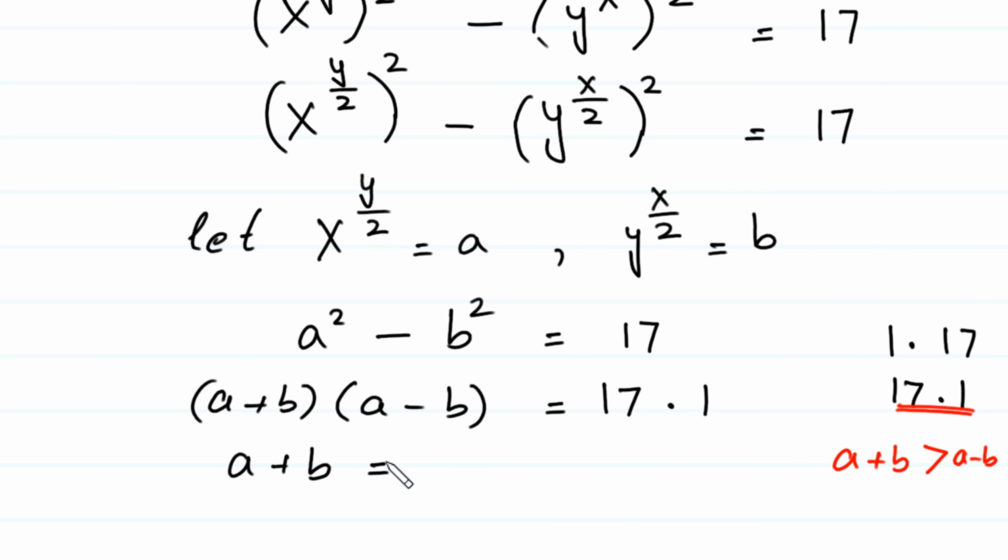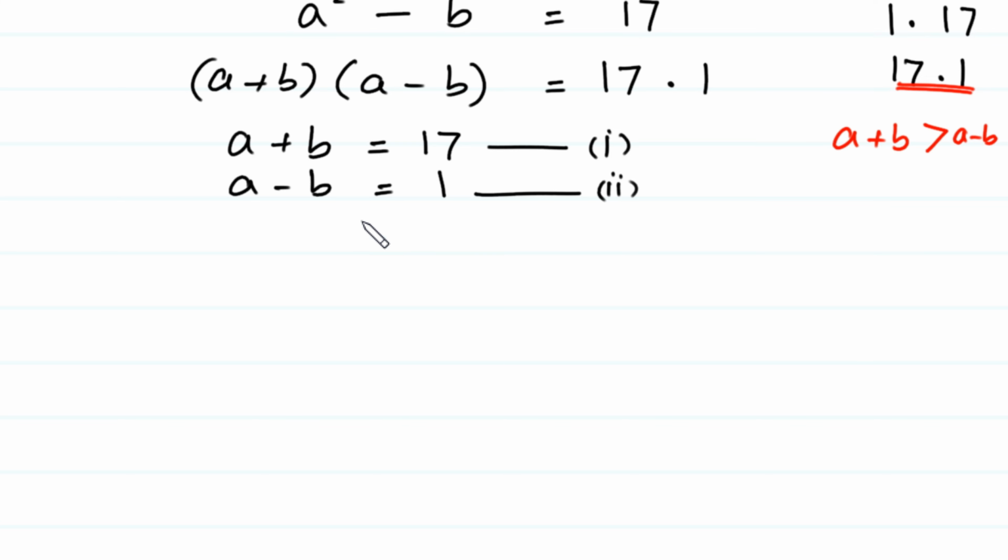We write this a plus b is equal to this greater factor 17, because a plus b is greater than a minus b. So we write this greater factor with this a plus b. This is equation 1. Next, we write this a minus b is equal to this smaller factor 1, because a minus b is smaller than a plus b. This is equation 2.